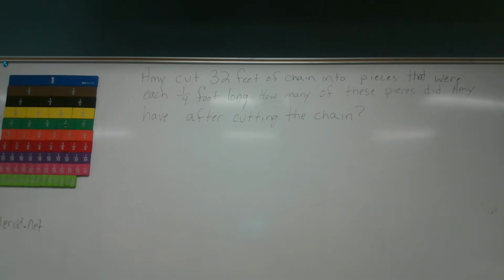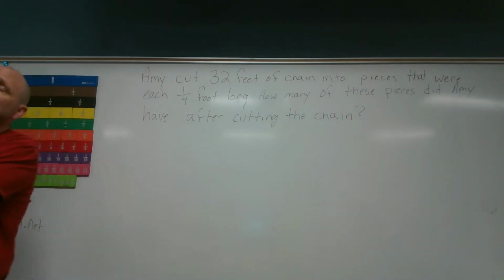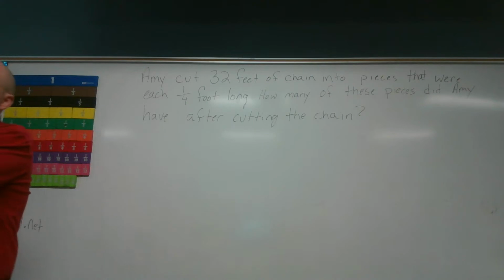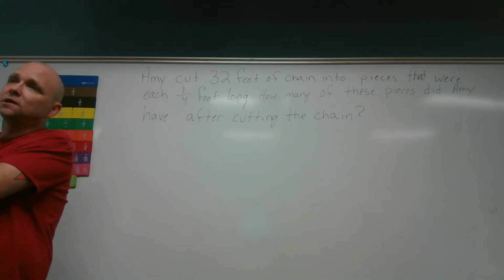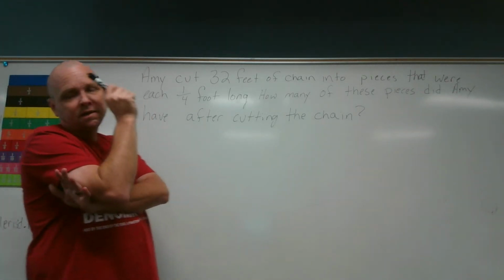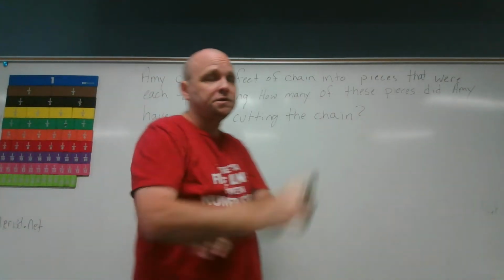It reads, and you're following along, Amy cut 32 feet of chain into pieces that were each 1/4 foot long. How many of these pieces did Amy have after cutting the chain? Now, on the test, it also says, bubble this in on your answer document. Make sure you use the correct place value. Well, you've all seen the bubbles. There's no fraction bubbles. So that should tell you, using some thinking, that this would be a whole number as your answer.